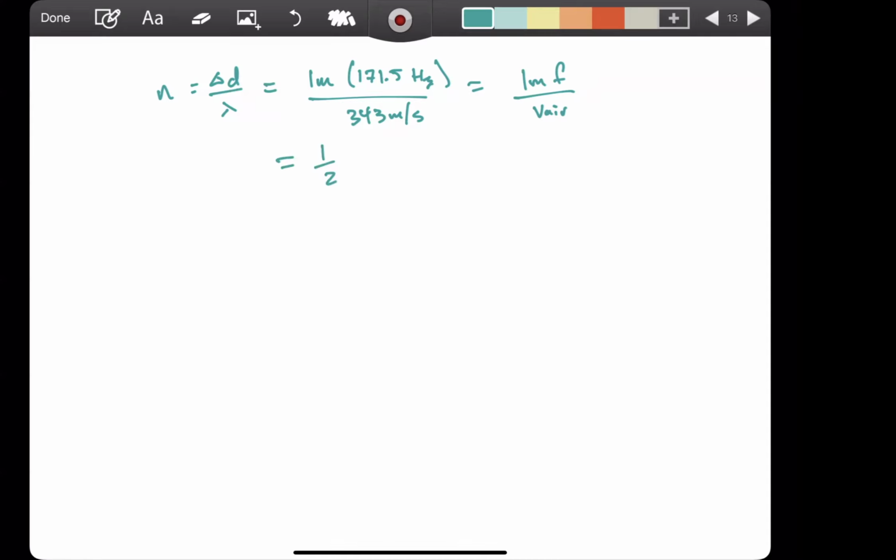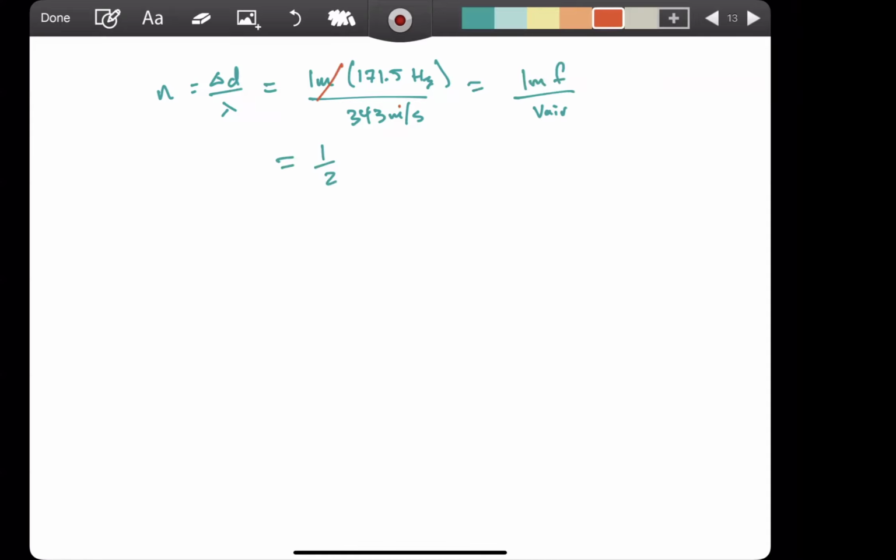So we're going to get our path length difference divided by the wavelength, which is the number here, equal again to 1 meter times the frequency, because we have 1 over the wavelength. So this is the frequency, 171.5 hertz, divided by the speed, where the speed is 343 meters per second. Or let me write that in symbolic form: 1 meter times my frequency divided by my speed of sound in air. Putting in my numbers, this turns out to be exactly a half.